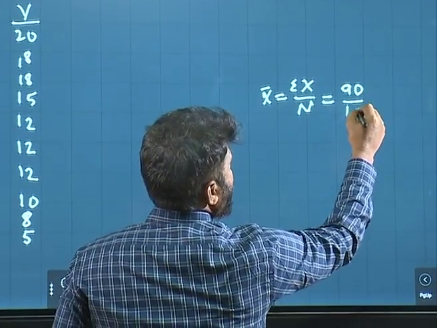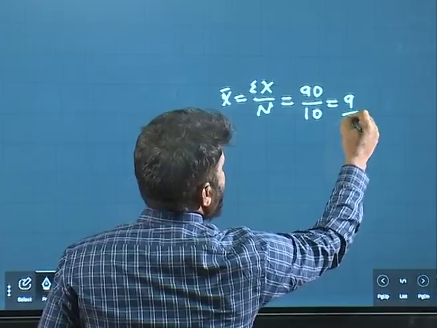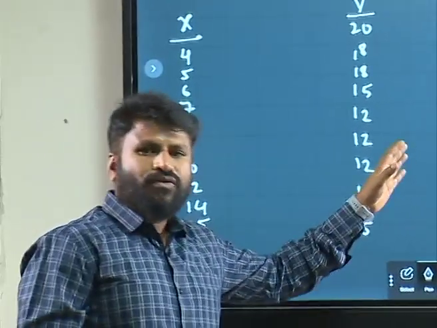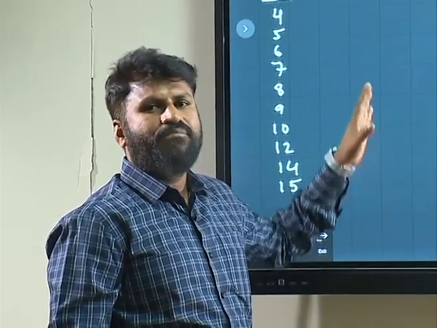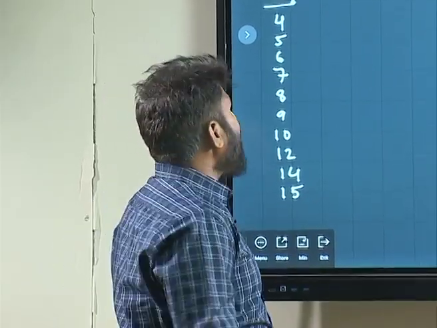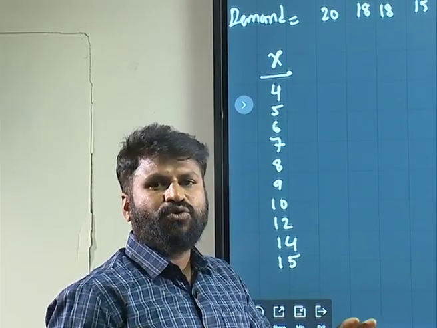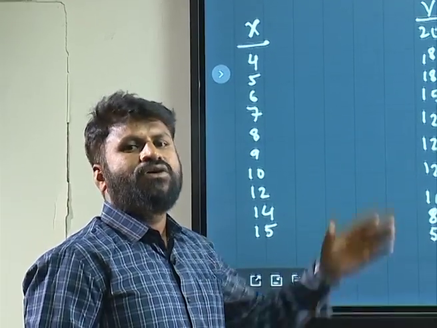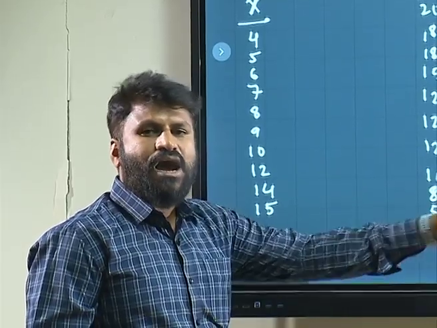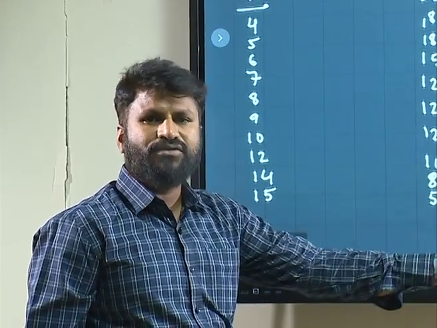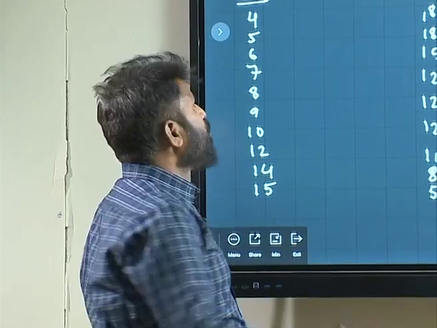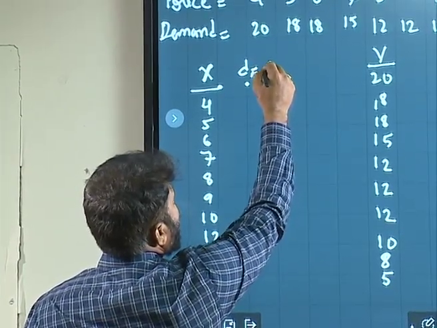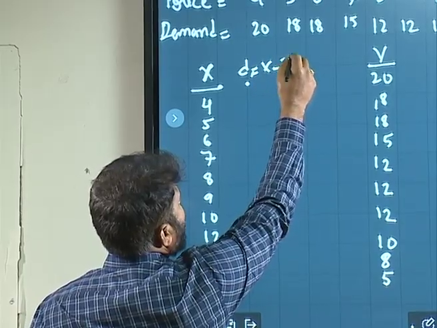90 by 10, so the mean value here is 9. First, for whatever variable is given, I calculated the mean value. After calculating the mean value, step 2 is to calculate the deviation. How to calculate the deviation? Whatever x value is there, we deduct the mean value, then you will get the deviation. We can write it like this: d is equal to x minus bar x.